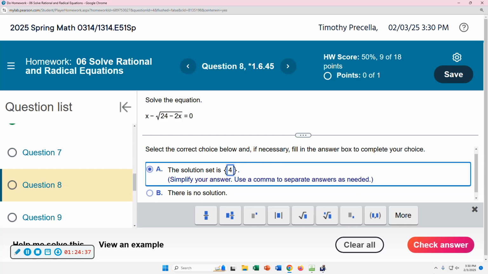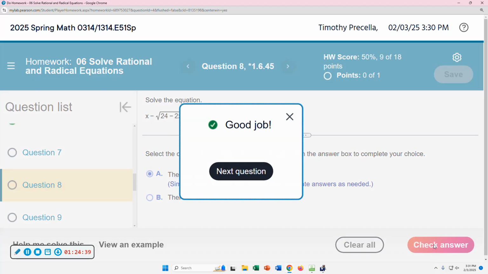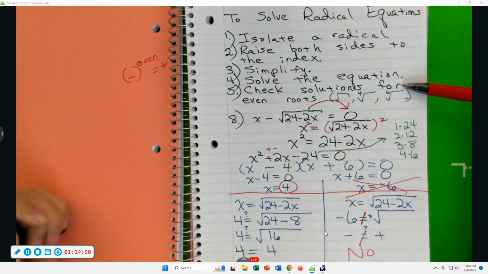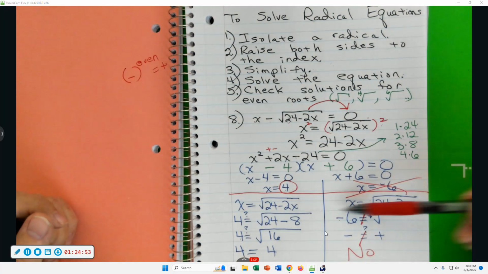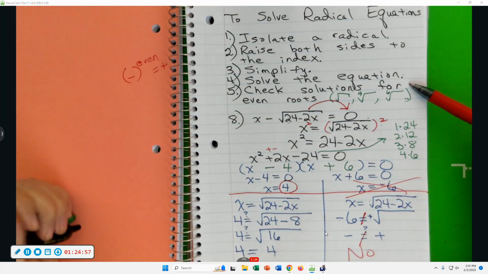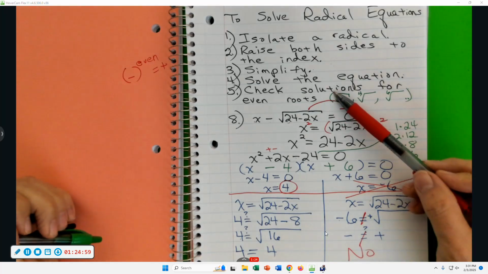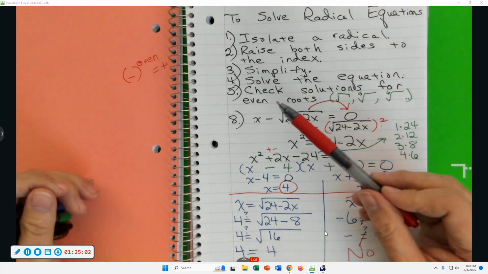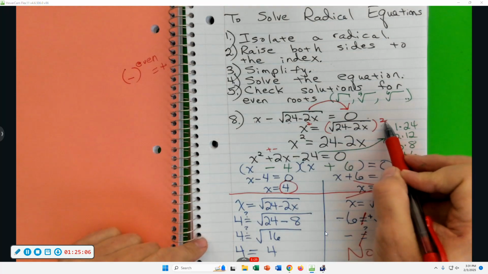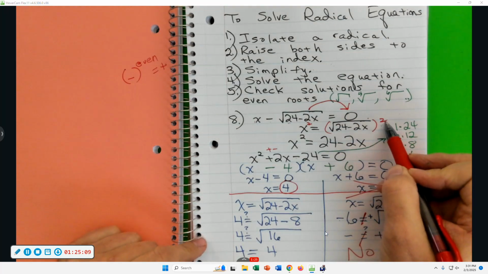We isolated the radical term, we raised both sides to the index power, we simplified and solved the equation, then we had to check. Now in a little bit we're going to get to a cube root equation. Do we have to check cube roots? No, you only check them for even roots. We raised both sides to the power 2. Is 2 an even number? Yes, so you got to check it.